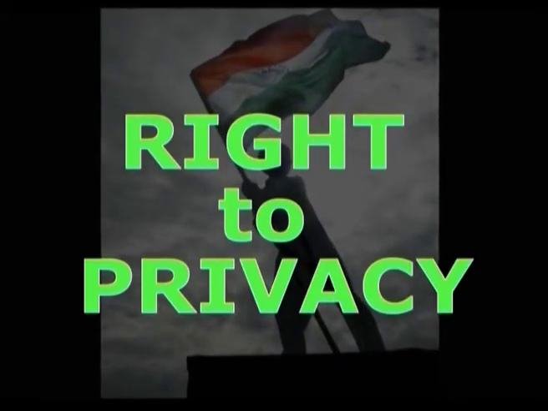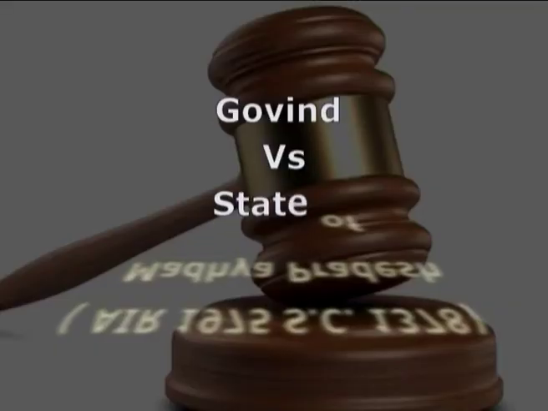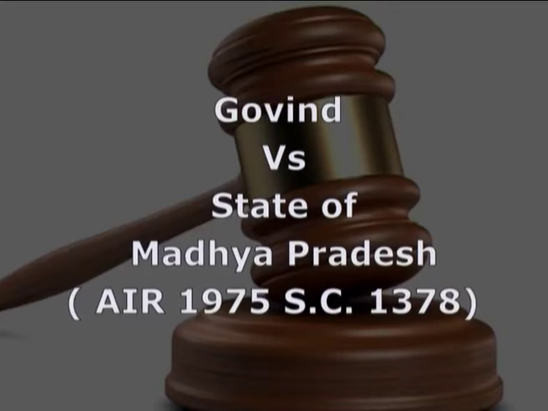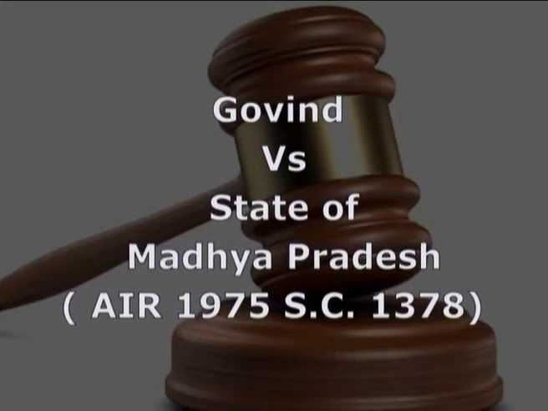Right to privacy. The Supreme Court in Gobind versus State of Madhya Pradesh, AIR 1975 Supreme Court 1378, held that right to privacy was assumed to be a part of personal liberty guaranteed by Article 21 of the Constitution, though the same is not explicitly provided in the Constitution. It is ingrained in the fundamental rights of life and personal liberty.